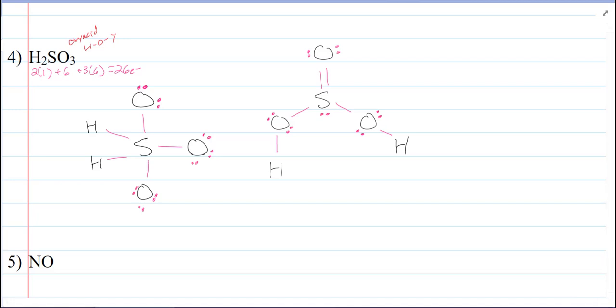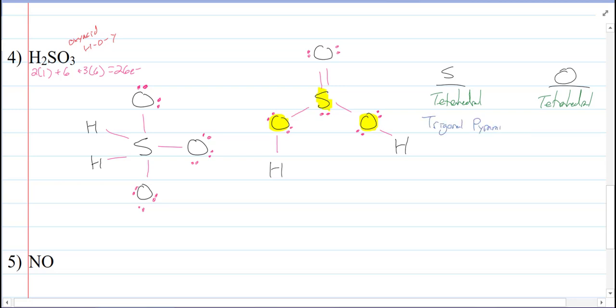So now there's 2 central atoms. There's the S and then there's the O's, and both those are the same. So I have S and I have O. The electron pair geometry for S, 1, 2, 3, 4 pairs, tetrahedral. Oxygen, 4 pairs, tetrahedral. Shapes: sulfur has 1 lone pair, trigonal pyramidal. Oxygen, 2 lone pairs, bent. Hybridization for both of them, sp3, because they're tetrahedral.